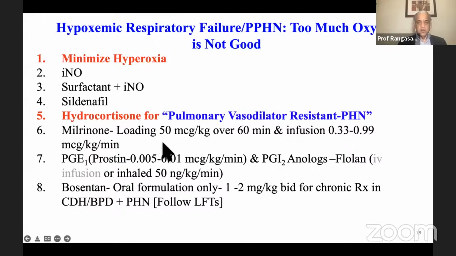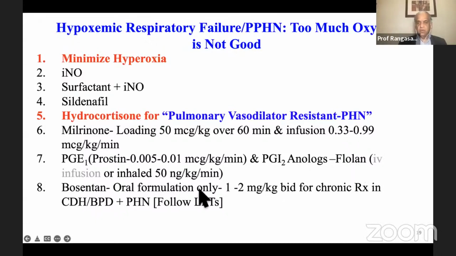I recommend loading dose followed by infusion. I generally don't like to use a loading dose. I just start an infusion. PGE1, prostin, 0.005 to 0.01 mg per kilo per minute. In some places PGI2 analogs are used, Flolan. IV infusion has very, very limited data. Most of it is inhaled, 50 nanograms per kilo per minute as Flolan inhalation.